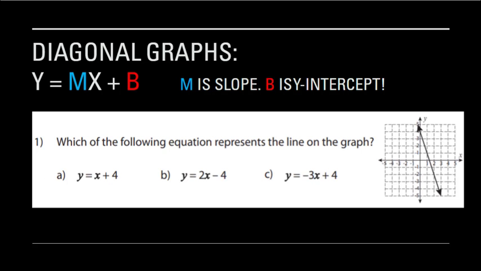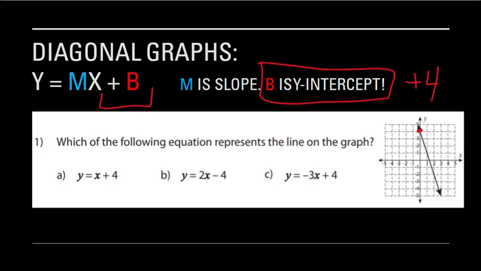Alright, next is diagonal graphs. The equation for diagonal graphs is y equals mx plus b. M is slope, b is the y-intercept. Okay, first we're going to look for the y-intercept. The y-intercept is here at +4. So we're looking for +4. Okay, +4, +4. -4? No. I can eliminate this option.